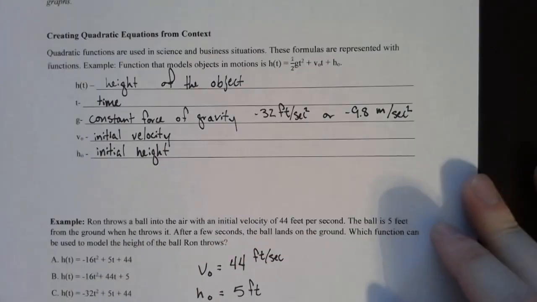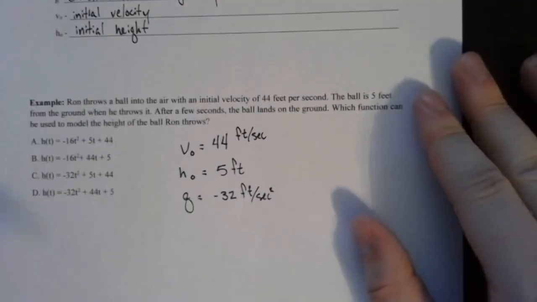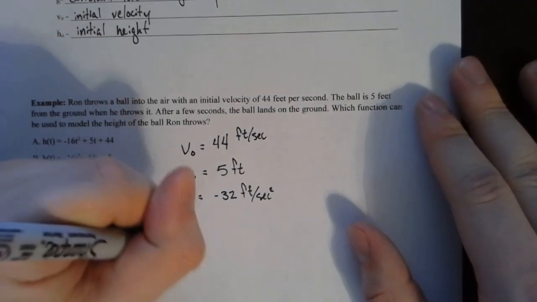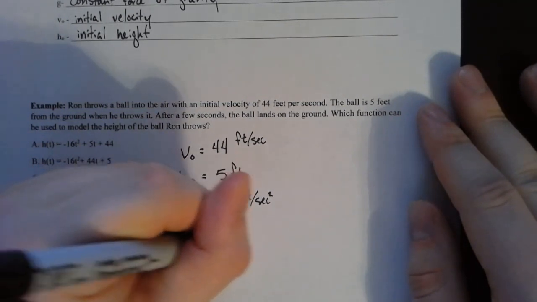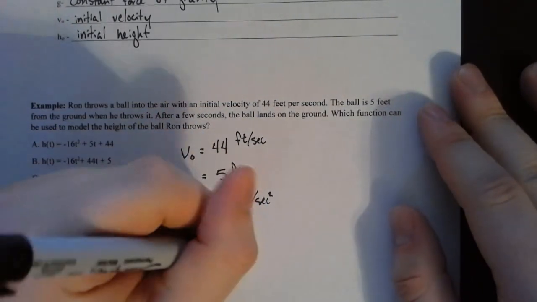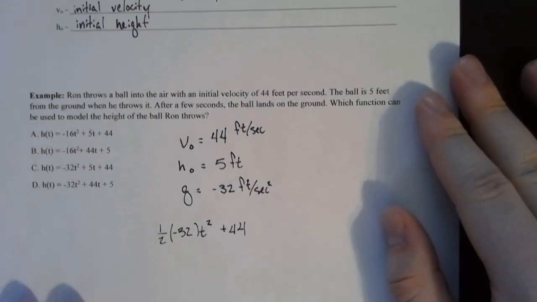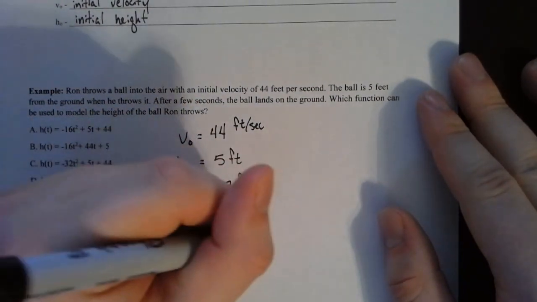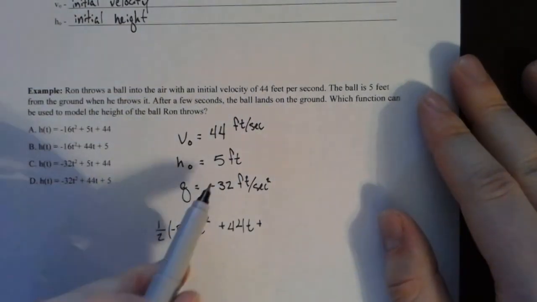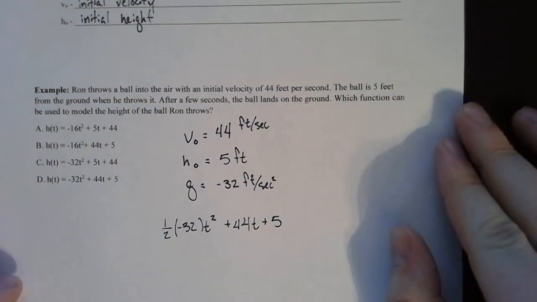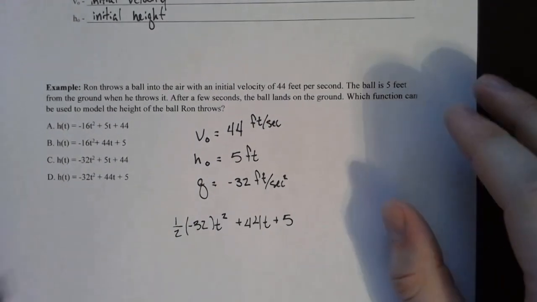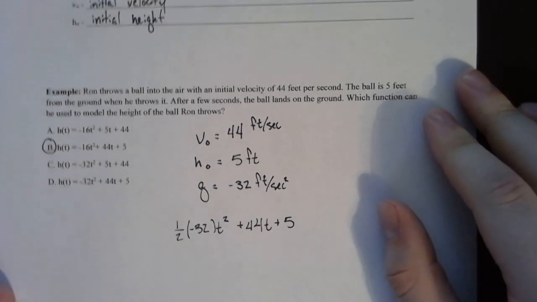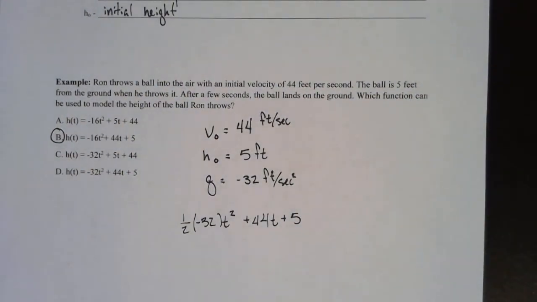So now we can plug those things into this formula here. So we do need to do 1/2 times negative 32 times t squared, plus 44t, and then plus the initial height, which is 5. So the only simplification we need to do here is 1/2 of negative 32, which is going to be negative 16. So it looks like B is our correct answer. Okay.